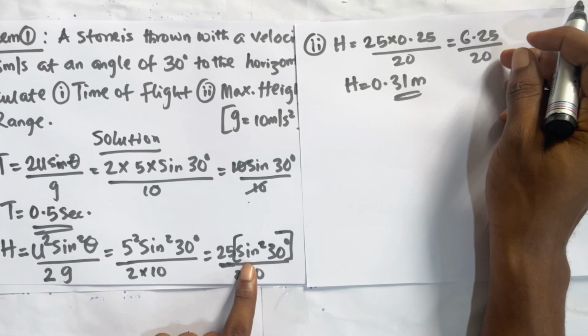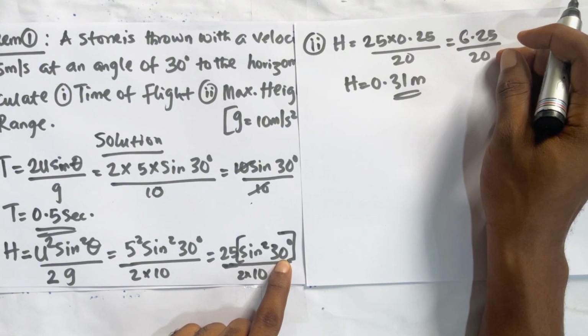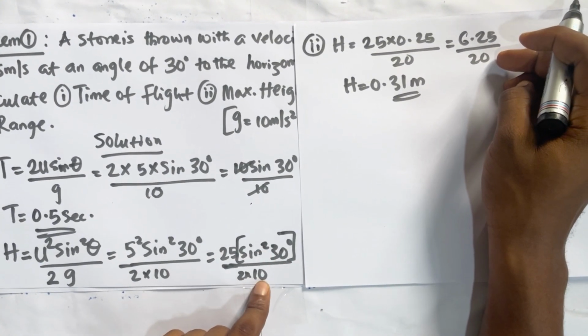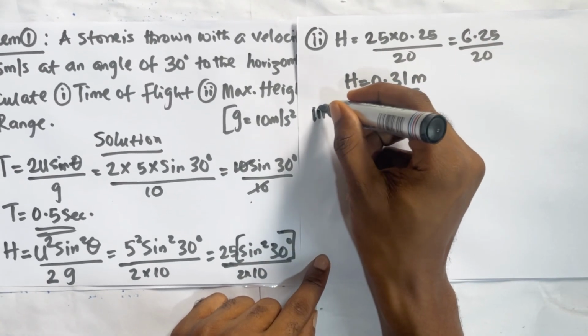So you don't put sine square theta, no. Sine theta, sine 30, then you square it. So that's how to get this problem. Hope you understood.